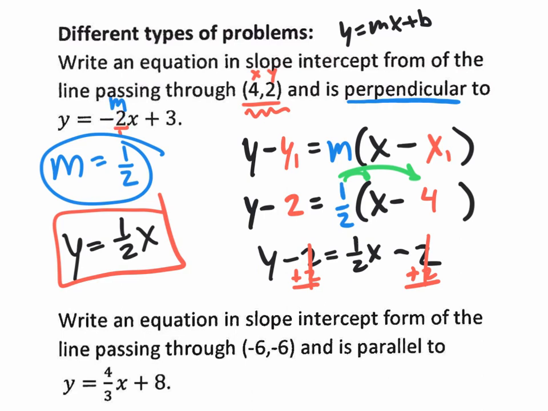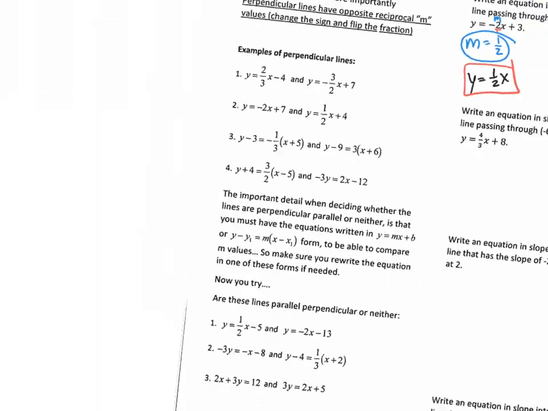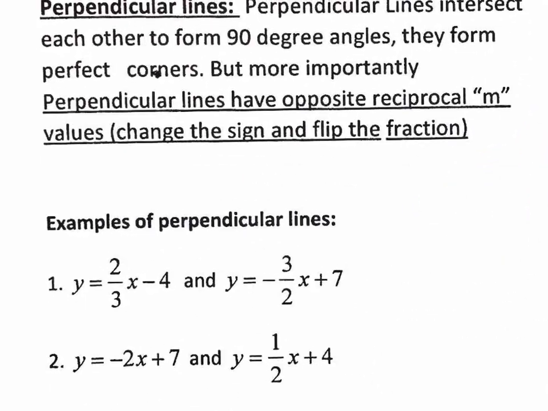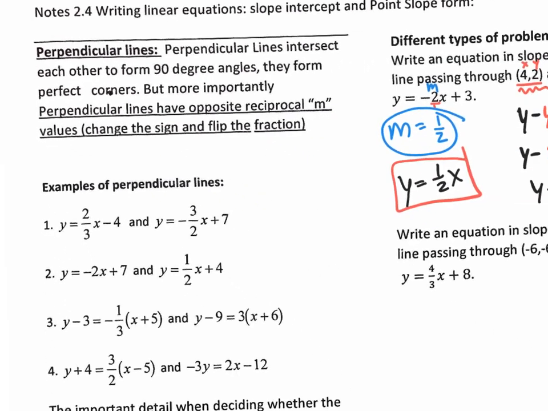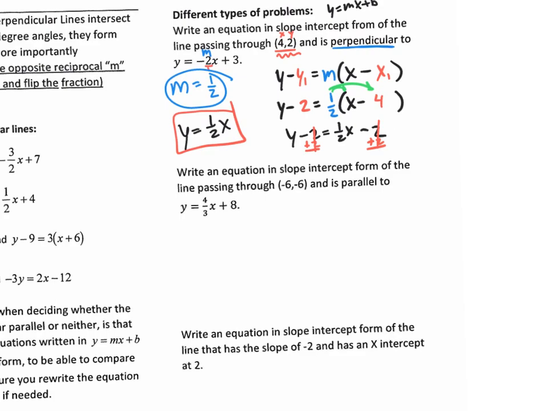But they don't say parallel, they say perpendicular. So what do we know about perpendicular lines from yesterday's notes? Or you could even switch over to, where is it at? Right here. Perpendicular lines have opposite reciprocal m values. That means change the sign and flip the fraction. So you just asked me, why do we change the sign? Because that's what we do when we find the perpendicular slope. You change the sign and flip the fraction. If you don't do both, then you don't have a perpendicular slope. You don't have perpendicular lines.